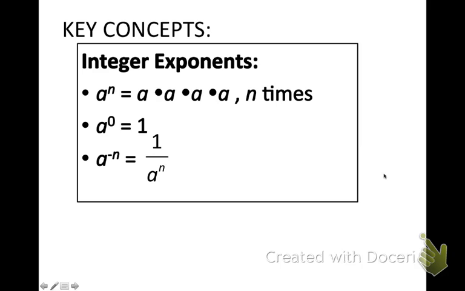If we remember, if we have a to some exponent, let's say n, we would rewrite that as that many a's, n times. Okay, which is your basic one. If I had 3 squared, then it's 3 times 3. If I had x to the 4th, then it's x times x times x times x. If I had b to the 5th, then it would be the product of 5 b's. So that's just what your integer exponents are.